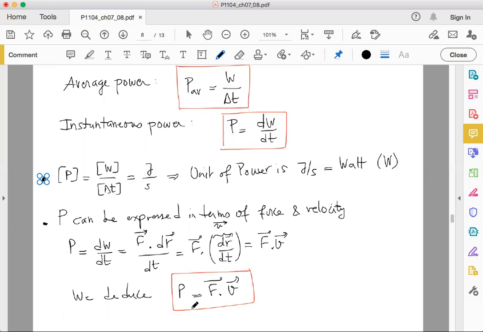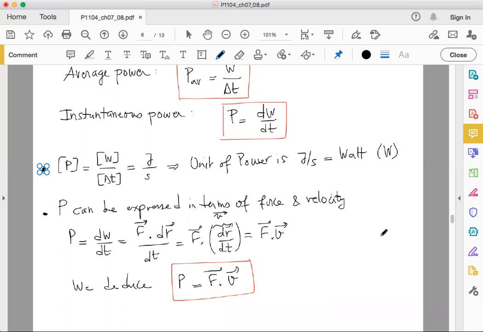And so what you need to know from this section are these three expressions. So P average, instantaneous power, and this general expression for the power given by the scalar product between the force and the velocity. So this is it for chapter 7.